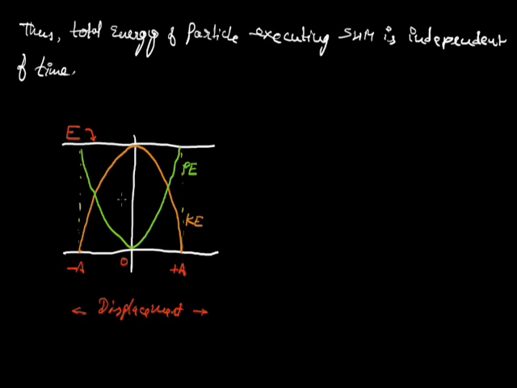You can see here in the given diagram, the mean position of the particle is at the position O. Its displacement in positive direction is maximum up to plus A. Its displacement in the negative direction is maximum up to minus A. And with respect to its mean position, the change in its kinetic and potential energy are shown in the figure, where this curve shows the kinetic energy and the green curve shows the potential energy of the particle at any position.